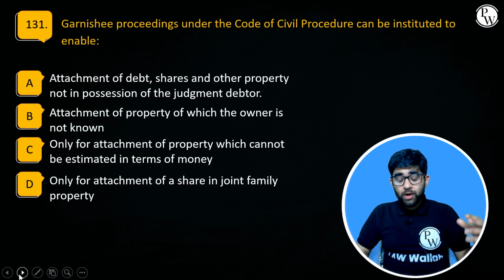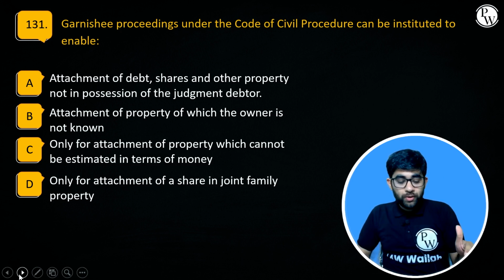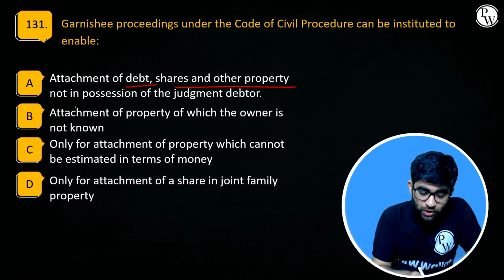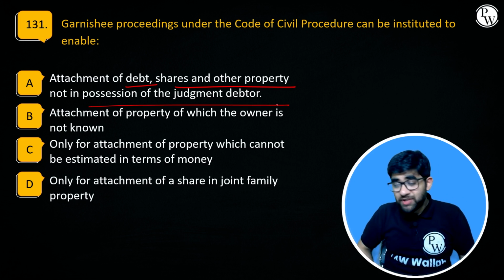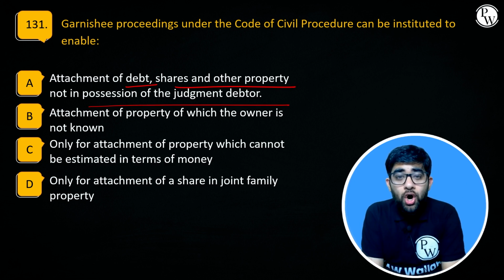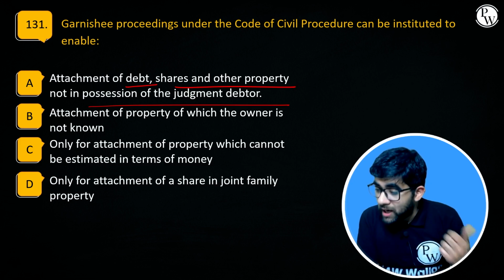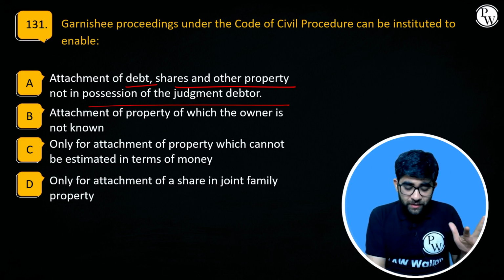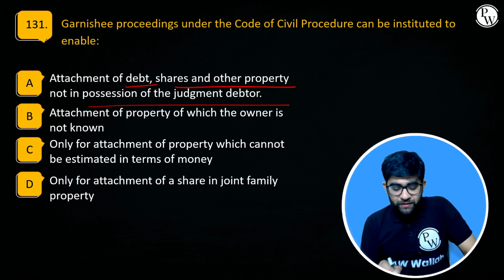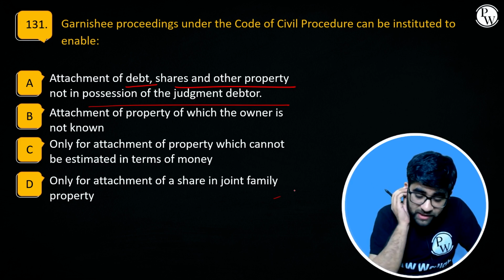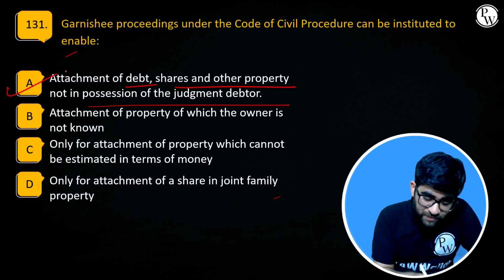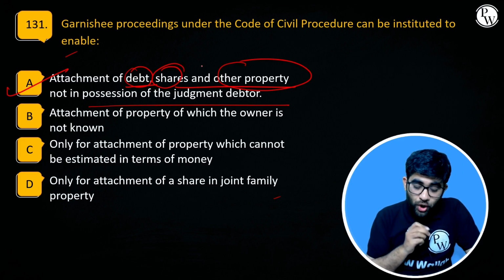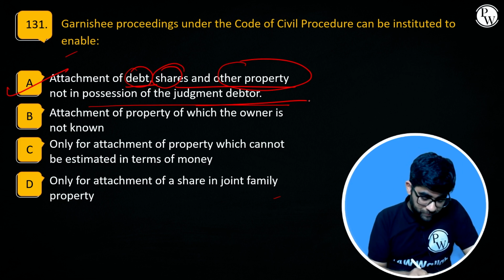Garnishee proceedings under the Code of Civil Procedure can be instituted to enable attachment of debt, shares, and other properties not in possession of the judgment debtor, attachment of property of which the owner is unknown, only for attachment of property which cannot be estimated in terms of money, only for attachment of a share in joint family property. The answer to this is to enable attachment of debt, shares, and other property not in possession of the judgment debtor.